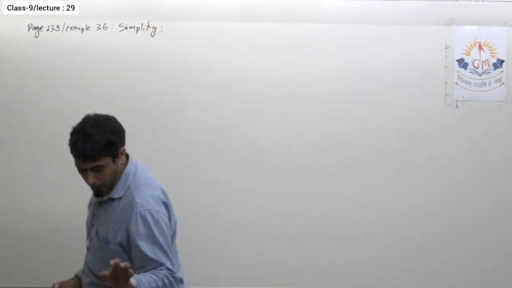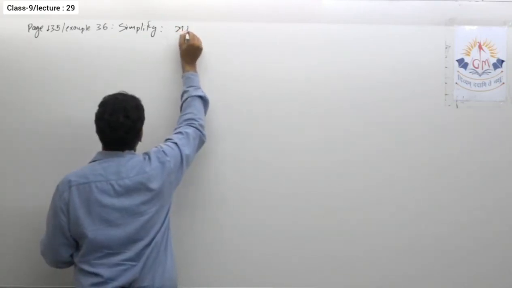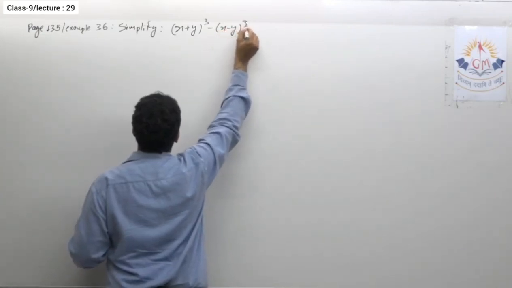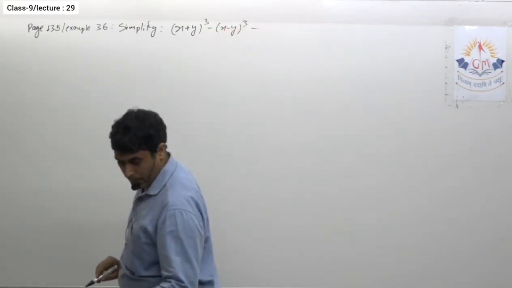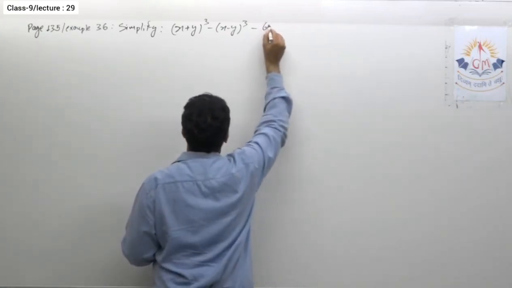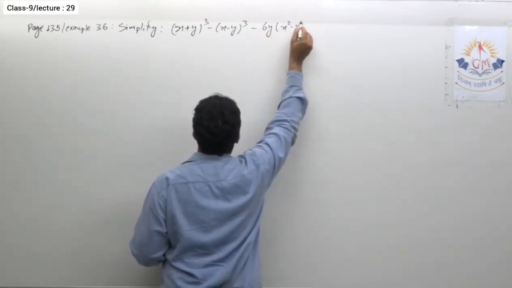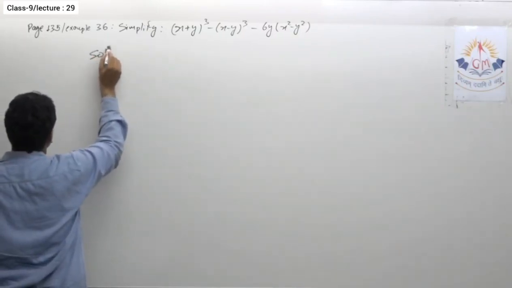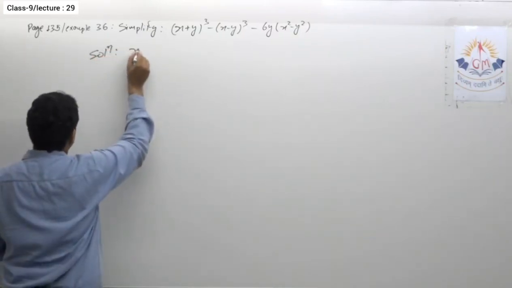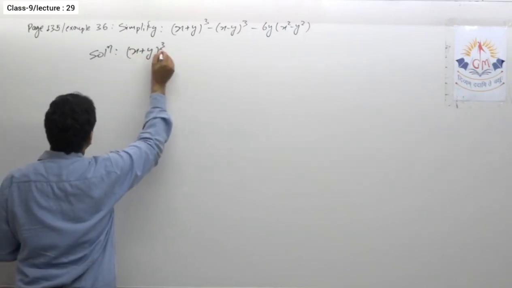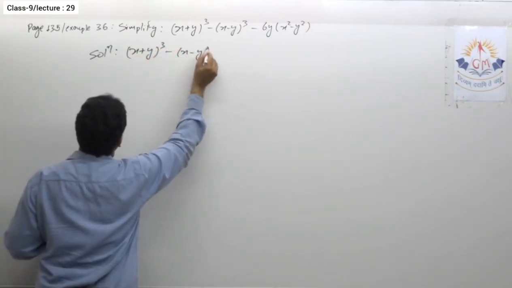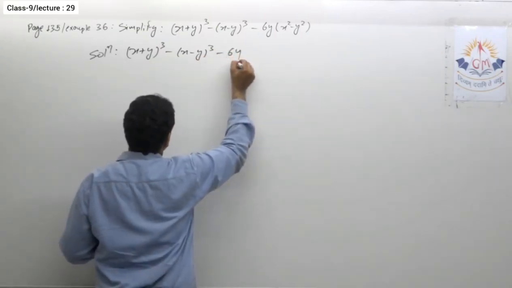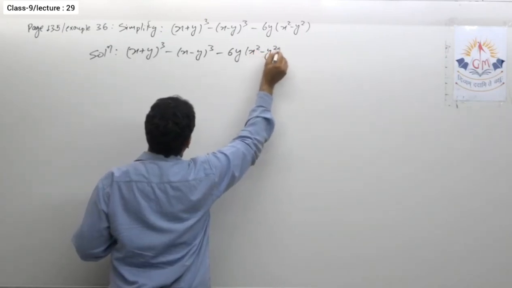It is (x plus y) whole cube minus (x minus y) whole cube minus 6y (x square minus y square). Okay, so you have to simplify this. Let us see how to do it. If you observe carefully, the first two terms are in the form of exact cubes, isn't it? x square minus y square.